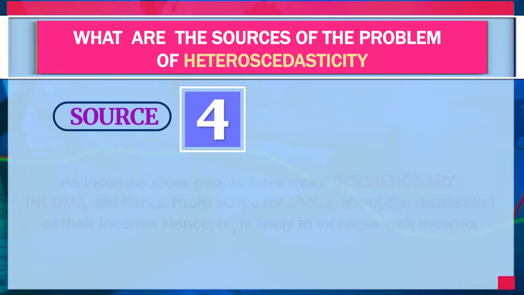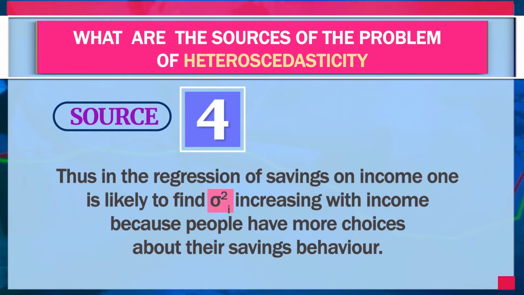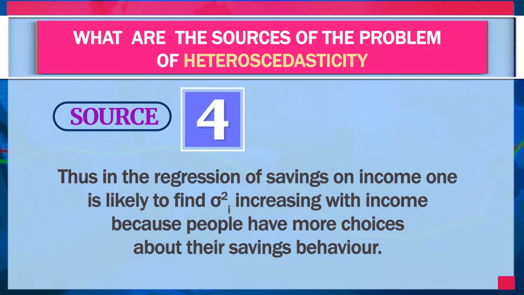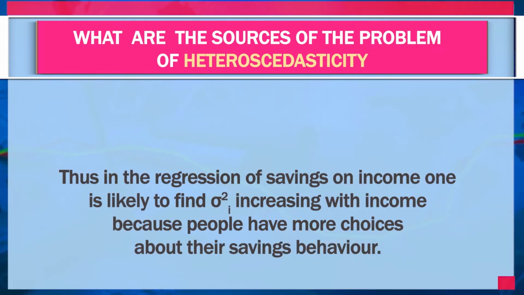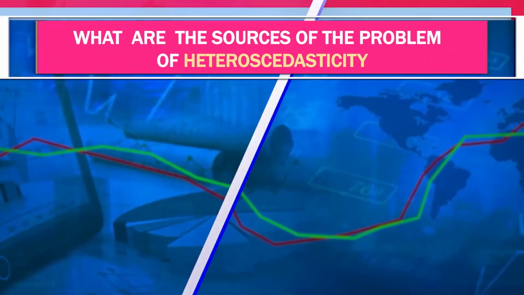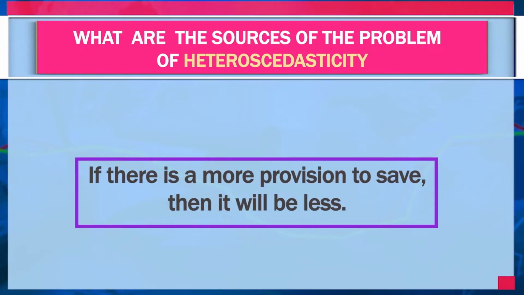So depending upon the attitude or the personal choice of the individuals, even sigma i square will vary, and this will be more and more reflected in a cross-sectional sample. Similarly, we can also see when people have more choices about their saving behavior. So in the fourth source of heteroscedasticity, if people have a higher tendency to spend, then sigma i square will be on the rise with the rise in income. But on the other hand, if there is more provision to save, then it will be less. So in a given cross-section sample, sigma i square will differ according to the choices of the individuals or the pattern of their spending or savings.